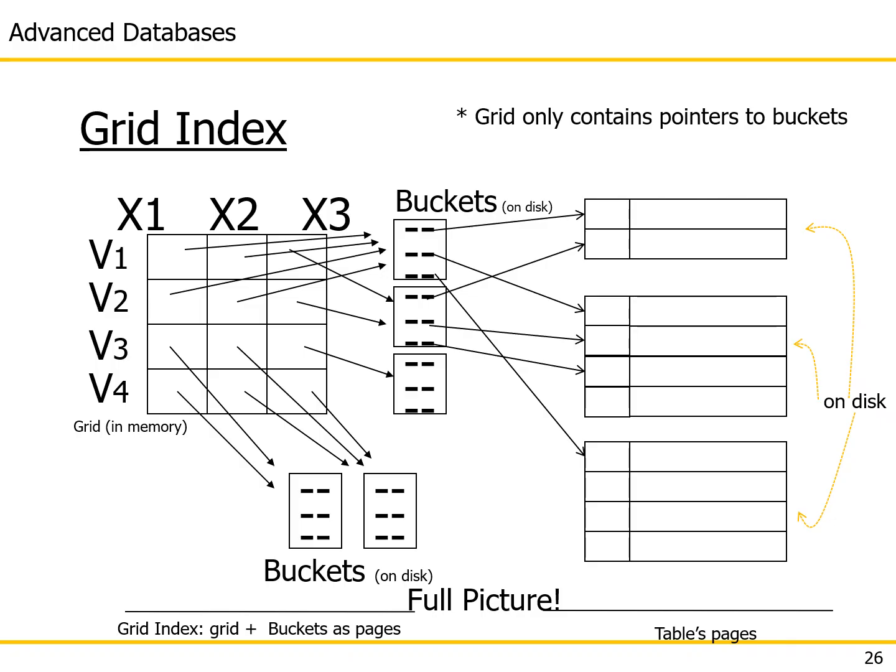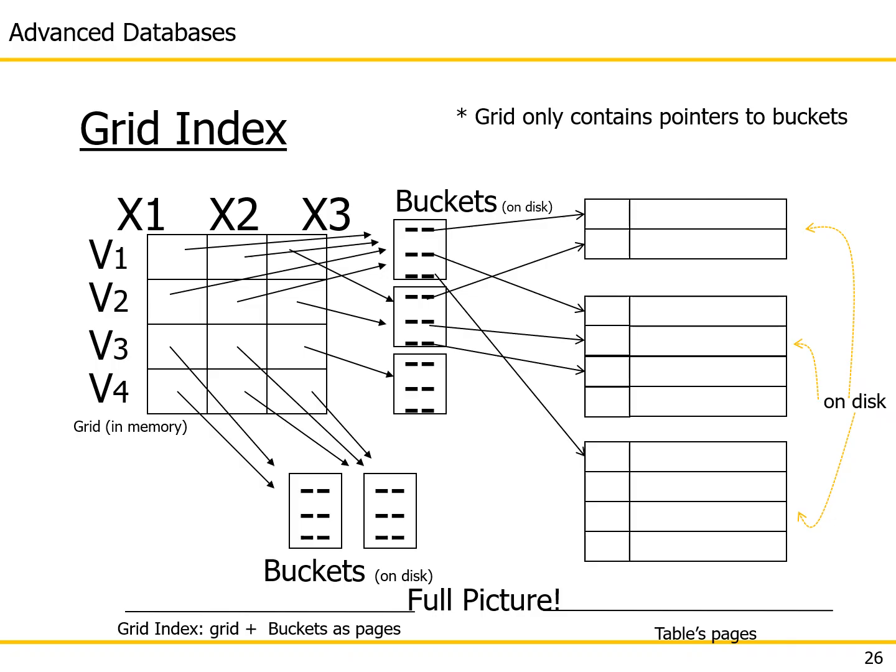Just so that we're on the same page here, the grid index is referring to everything that shows up here. There is the grid, which is often kept in memory, and there are the buckets or the pages which exist on disk. And then inside the buckets there are pointers to the pages of the table. This is somewhat similar to, if you remember, the extensible hash table, where we had the directory and then the pages or the buckets, and from the buckets you go to the table. That's the same idea here.